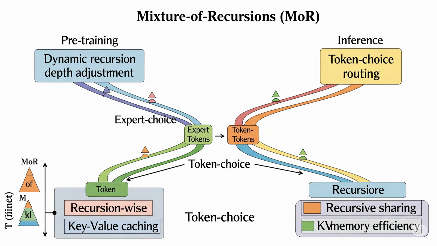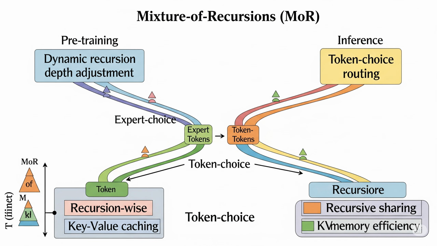Again, we have this trade-off dance between performance and memory savings. Recursion-wise sounds super efficient, but maybe restrictive. Recursive sharing sounds memory frugal, but maybe less precise. Which one tends to be better in practice? Well, the recursion-wise caching, the super selective one, while highly efficient, did show a slight dip in performance compared to the recursive sharing method in some tests.